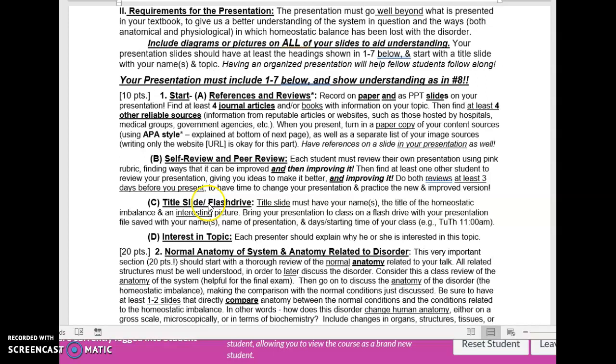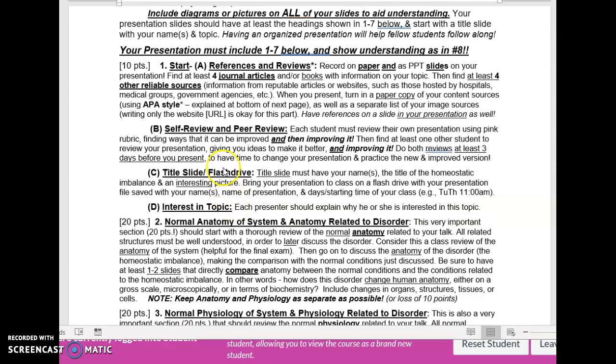And you want to have a title slide. You don't have to worry about a flash drive because that again is for the in-class requirement, but have a title slide with a name of the homeostatic imbalance and your name and maybe a nice picture. Let me say before I forget that really you want to have pictures on all the slides because they're helpful to help people understand what you are talking about. Now, in this case, I'll be the only one to see this, but even so, I want you to know how to make a nice presentation.